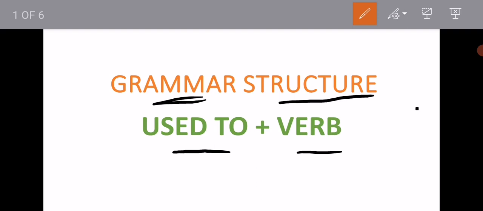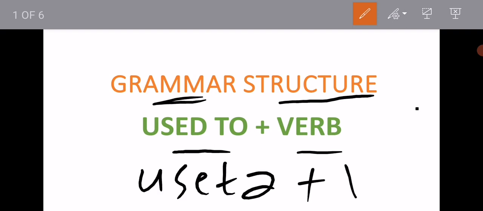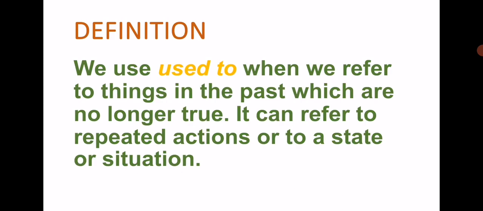"Used to" plus verb. Well, the pronunciation of "used to" is not "used to", that should be "used to". "Used to" plus verb means the first form of the verb. Why we need this structure and how we can use this structure is very indispensable for us to know, right? So move on. Definition.